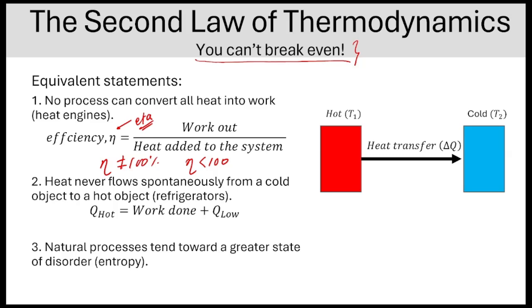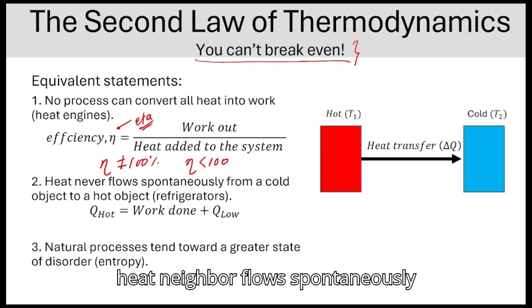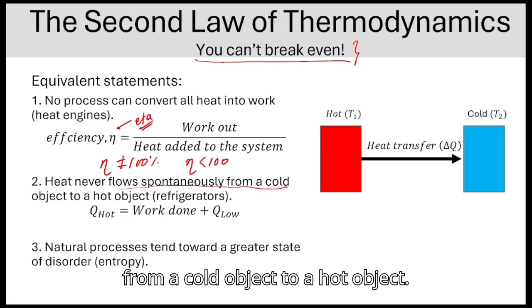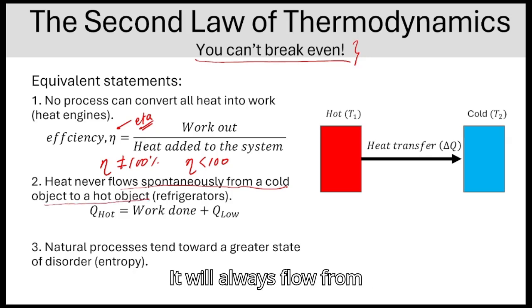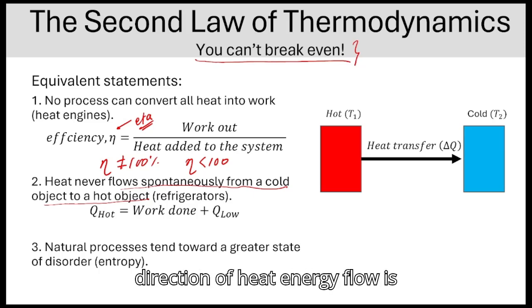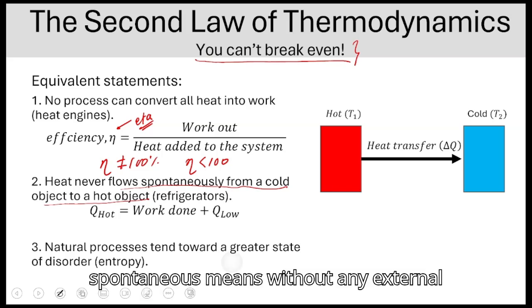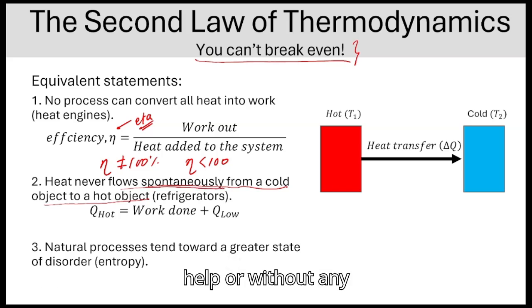And the second statement is: heat never flows spontaneously from a cold object to a hot object. It will always flow from a hot object to a cold object, meaning the natural direction of heat energy flow is from hot body to cold body. And here, spontaneous means without any external help or without any external work.